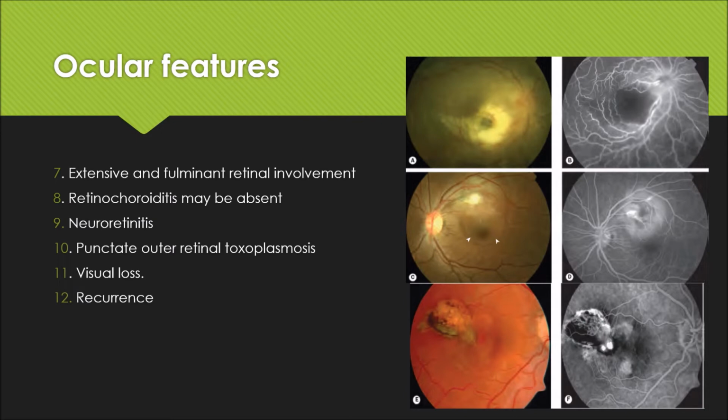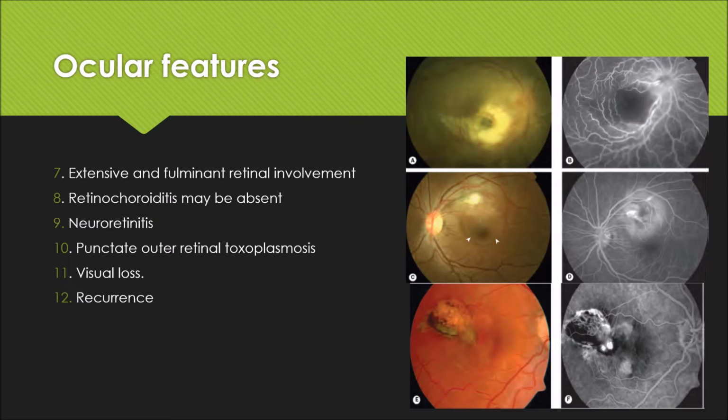Neuroretinitis, similar to that seen in cat scratch disease, is rare and may be a marker of acutely acquired rather than reactivated infection. Punctate outer retinal toxoplasmosis is an atypical manifestation featuring a cluster of small, 25 to 75 micron diameter, grayish-white lesions, and tend to occur in younger patients.